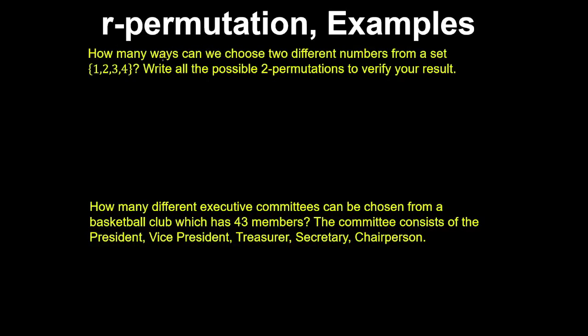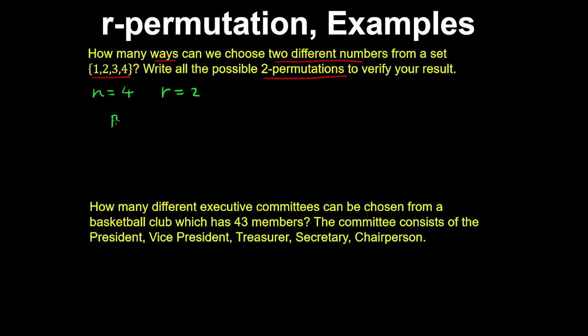How many ways can we choose two different numbers from the following set of numbers? And we'll write all the possible two permutations to verify our result. So what we're choosing is two distinct numbers from a set of four numbers.